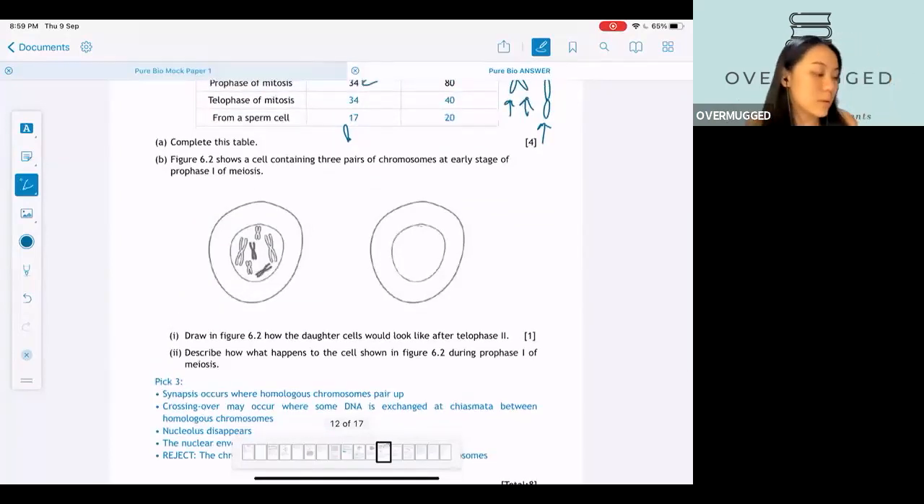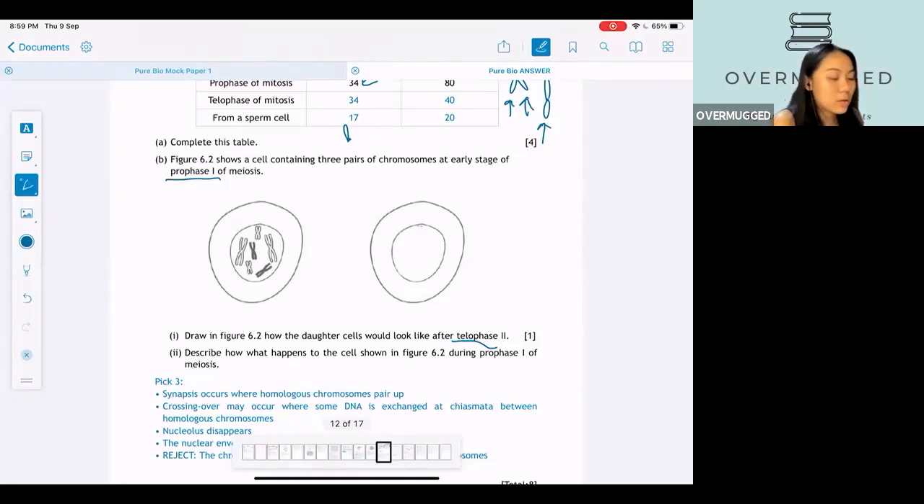For this, the cell shows 3 pairs of chromosomes at early stage of prophase 1. And what would happen at telophase 2? This is kind of like the MCQ question just now. Prophase 1 is the very early stage. So what would happen is that it would pair up first. The homologous chromosomes will pair up.